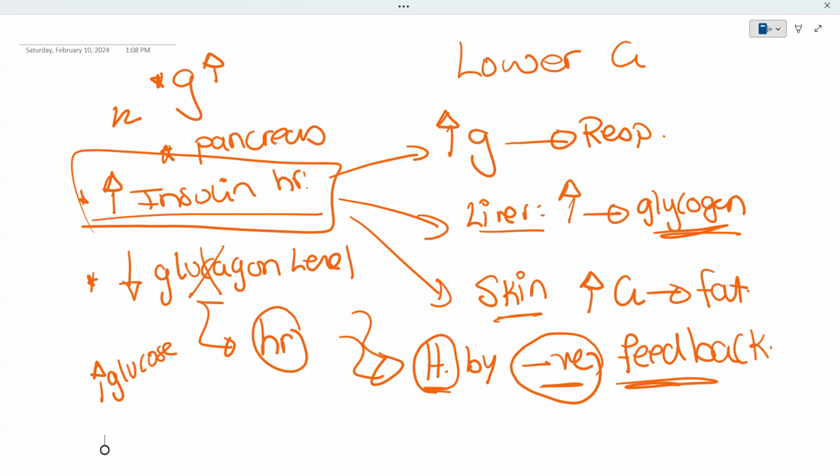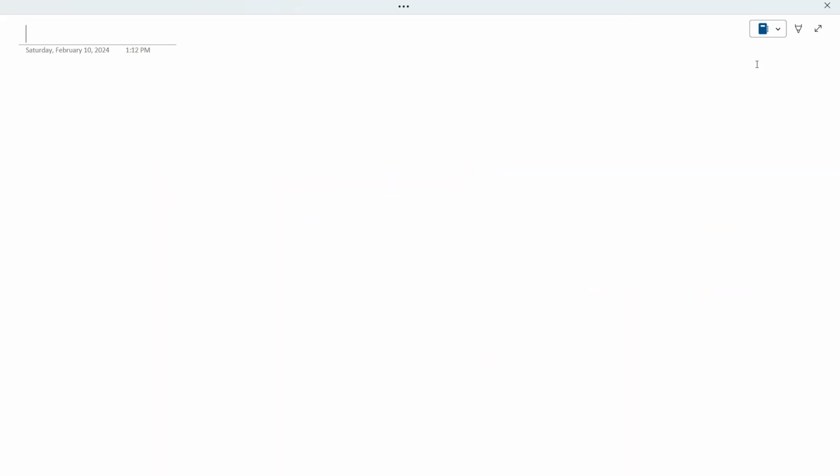Who wants me to repeat? I will repeat anyway, but we have to understand the negative feedback. Of course, I will. Now, we are studying homeostasis. Homeostasis is the mechanism of maintaining a constant internal body environment within set limits. Is the definition clear?